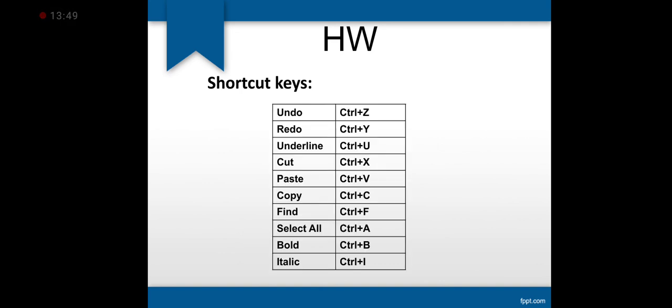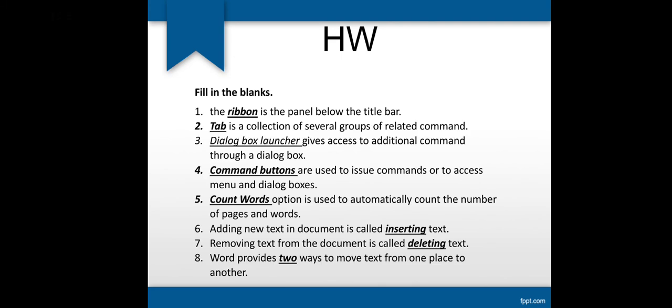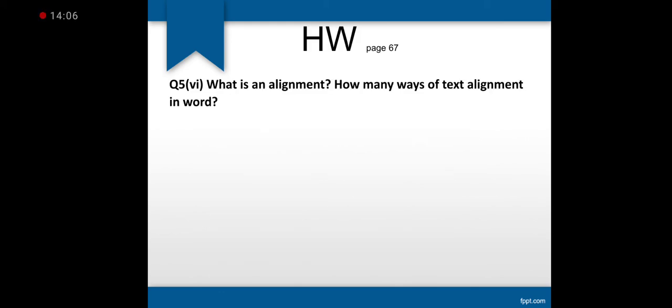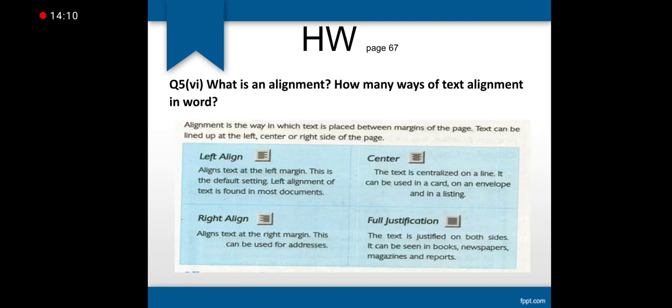Now let's move towards the homework. In the homework, you have to write the shortcut keys. You have to make a box like this and you have to write the shortcut keys in it. And you have to do the fill in the blanks. And question number 5, part 6 is also your homework. The answer is on page number 67.